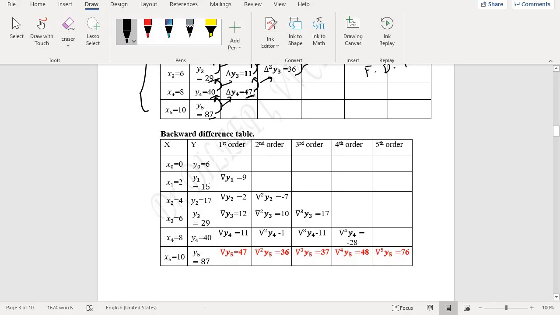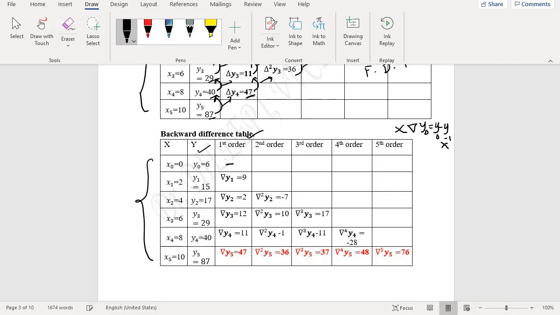Similar to the forward difference, in the first column I will consider the values of x, and then I will consider the values of y, and I will denote y0, y1, y2, the given values. Now the first order backward difference. I told you already, del y0 is not possible because according to the definition it is y0 minus y minus 1. So this is not possible. So del y0 is not possible.